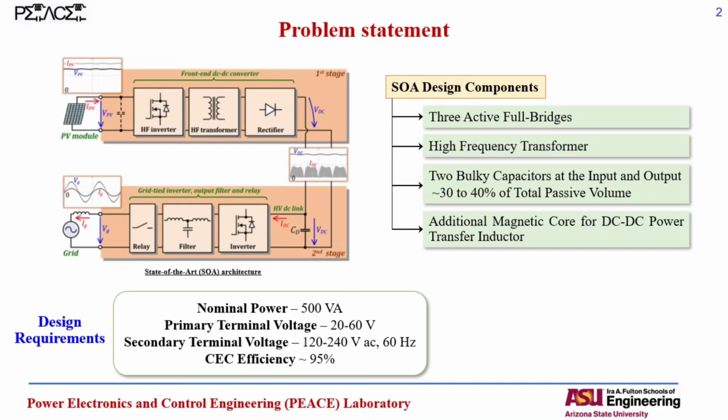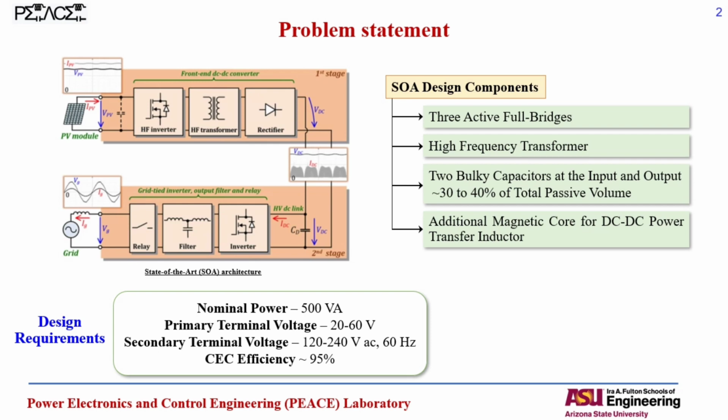So let's start with the problem statement. As you can see here, this is the state of the art. We have one high frequency inverter here at the input, and we have a high frequency transformer that is connected to the rectifier. Then at the output of the rectifier, we have a high voltage DC that is maintained by high volume DC capacitors. And after these capacitors, we have the inverter that is working usually in this state of the art at high frequency. And after that, through a filter, we are connecting the device to the grid. So here is the state of the art.